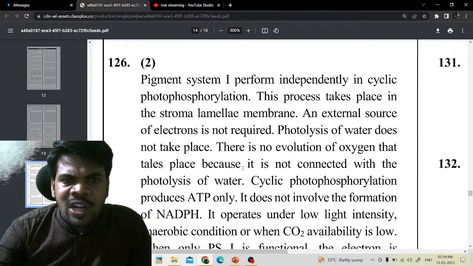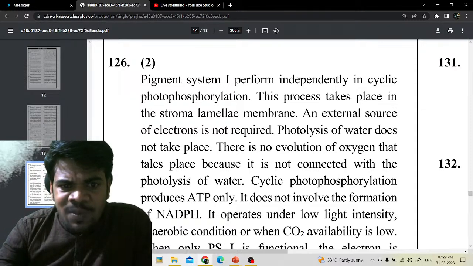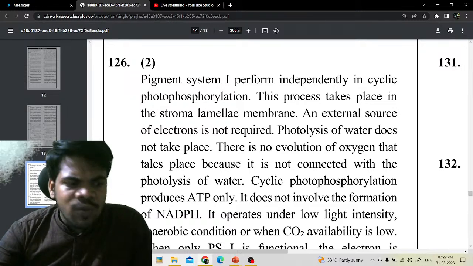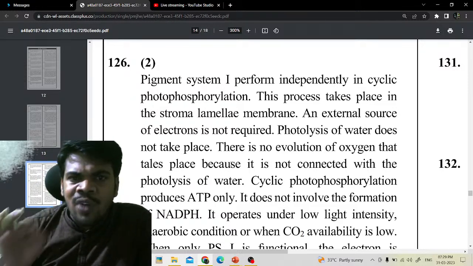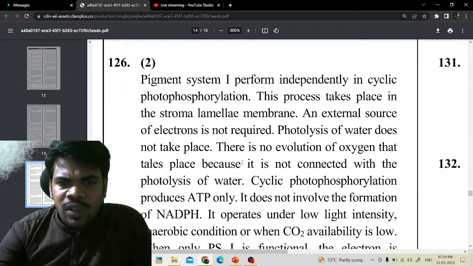Photolysis of water does not take place. There is no evolution of oxygen because it is not connected with the photolysis of water. Only for photolysis of water is there a connection between the water and oxygen.